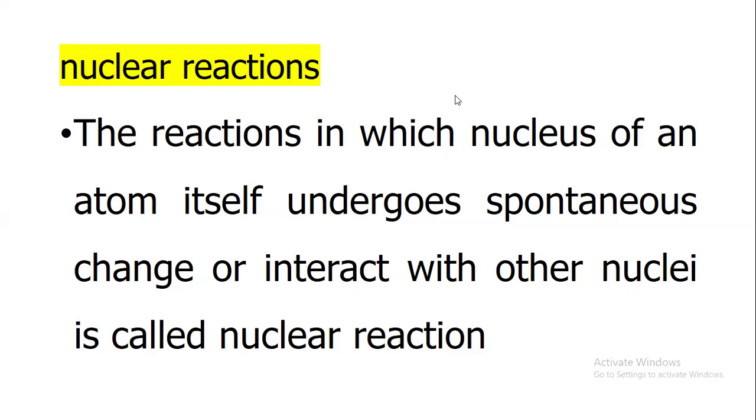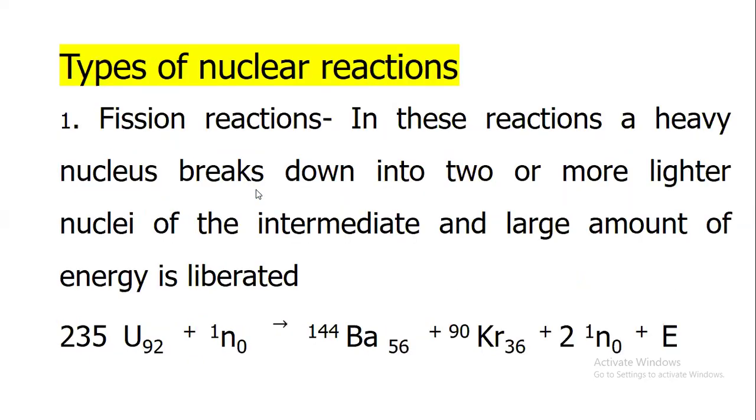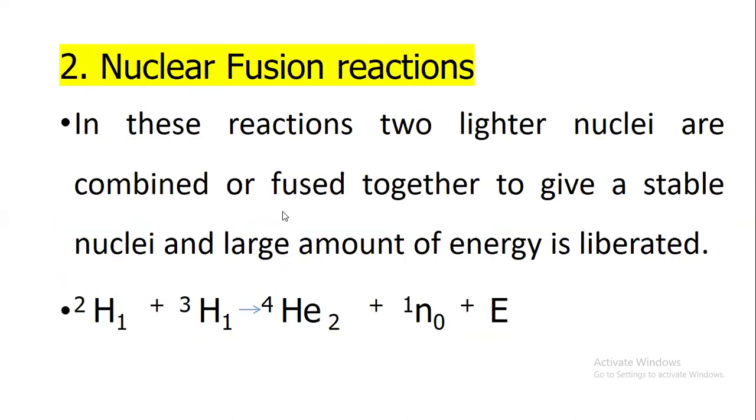Okay, nuclear reactions. The reactions in which the nucleus of an atom itself undergoes spontaneous change or interacts with other nuclei are called nuclear reactions. Types of nuclear reaction: fission reaction. In these reactions, a heavy nucleus like uranium breaks down into two or more lighter nuclei like barium, krypton, and neutron. After this, a large amount of energy is liberated.